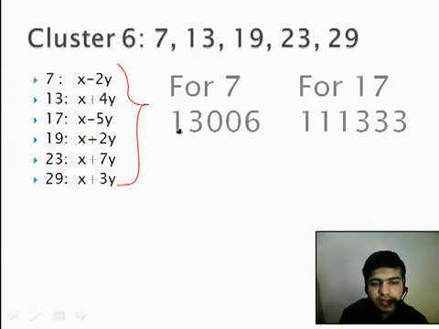Consider this number 13006. If we have to check whether this number is a multiple of 7, what we do is we take the last rightmost digit, we cross it out, and we multiply it by 2. So what we get over here is 12, and we'll subtract 12 from the remaining number 1300, not the right digit but from 1300. So we are left with 1288.